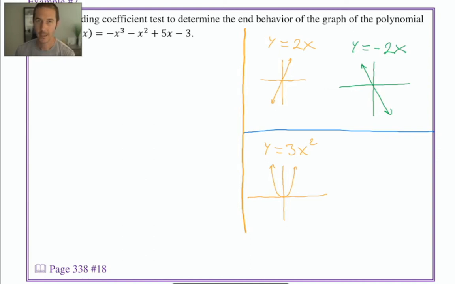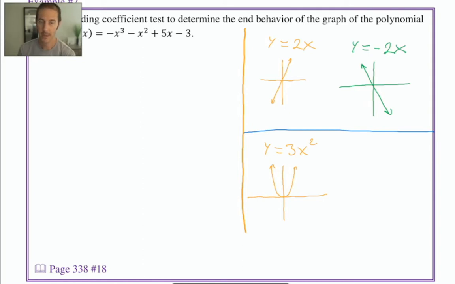Tell me about the leading coefficient. Is it positive or negative? Tell me about the degree of this polynomial. What's the largest exponent? Therefore, the degree is even. So this is an even degree polynomial with a positive leading coefficient. It rises left and rises right. Every polynomial of even degree with a positive leading coefficient rises left and rises right.